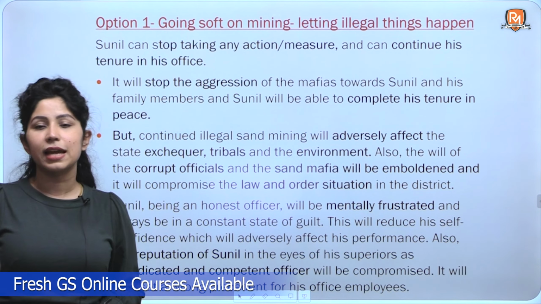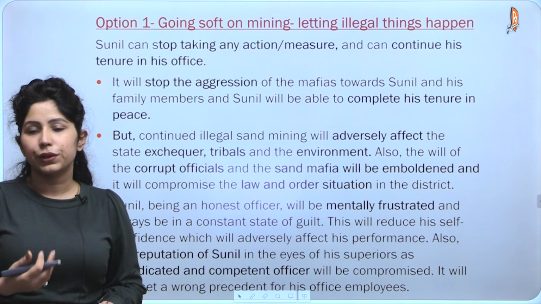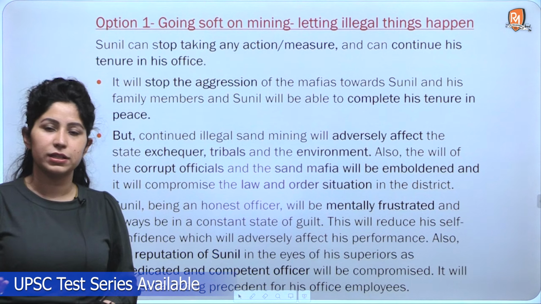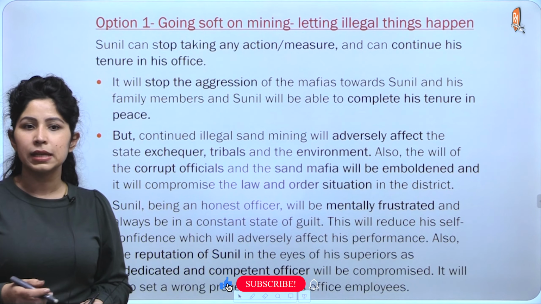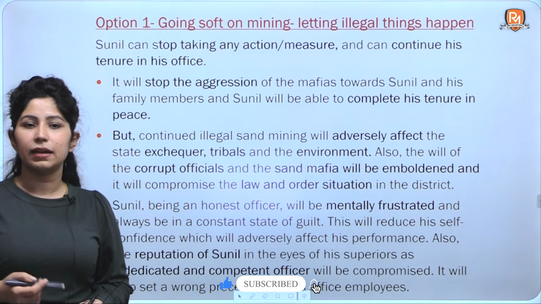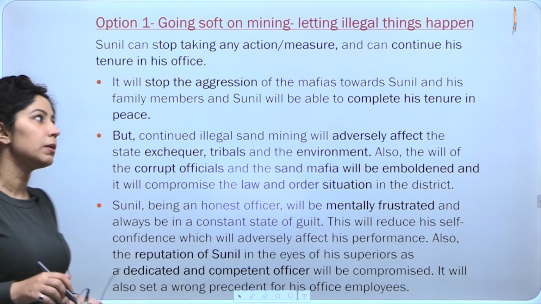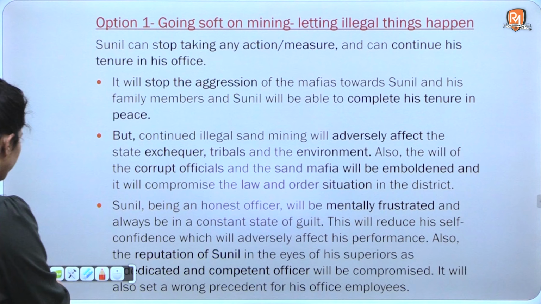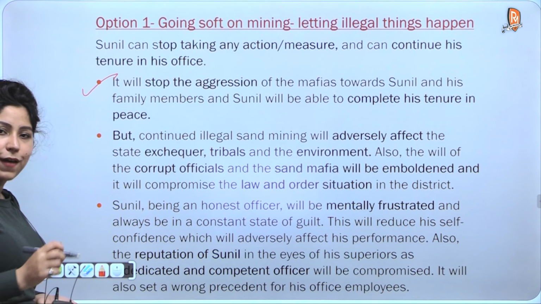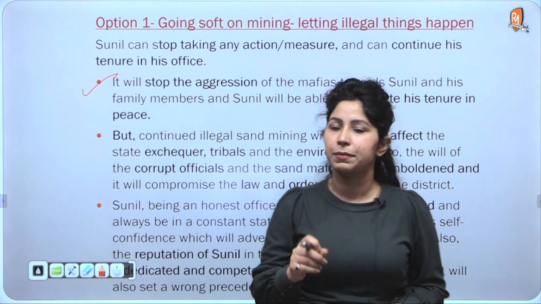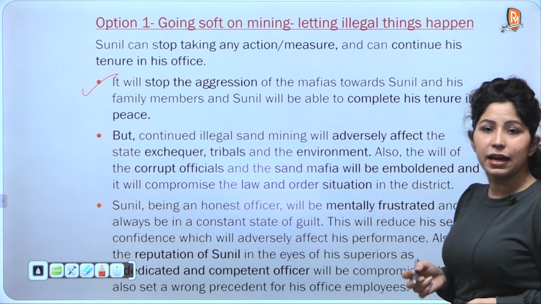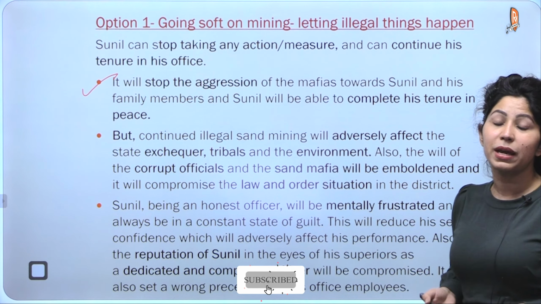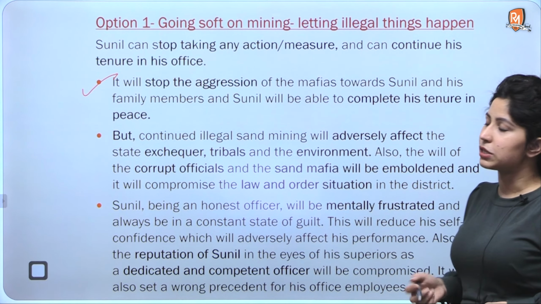So it will also motivate the sand mafias and local goons to threaten more and more people to ensure that their interests are satisfied. So Sunil can stop taking any action and can continue his tenure in his office. It will stop the aggression of the mafias towards Sunil and his family members, and Sunil will be able to complete his tenure in peace. So this is the benefit that comes out of this option, that his family will not be threatened, they'll be saved, and Sunil will also be able to do his job peacefully. But continued illegal sand mining will adversely affect the state exchequer, tribals and the environment. Also, the will of the corrupt officials and the sand mafia will be emboldened, and it will compromise the law and order situation in the district.